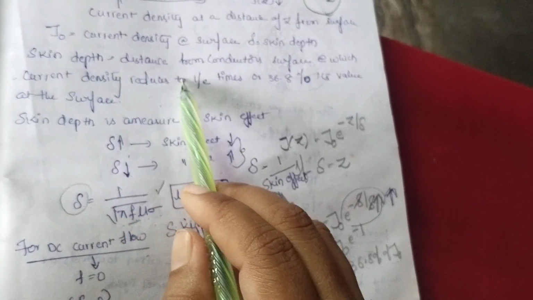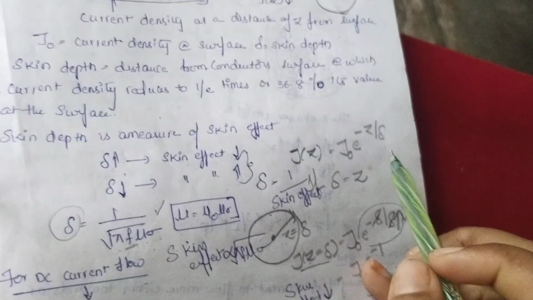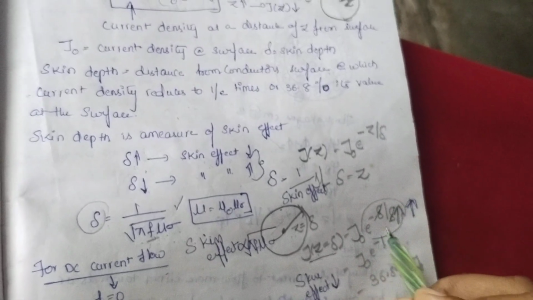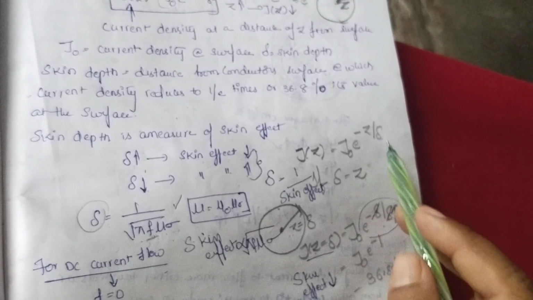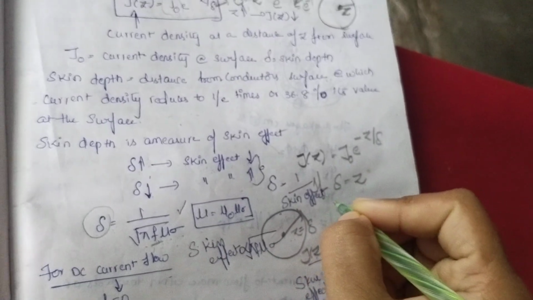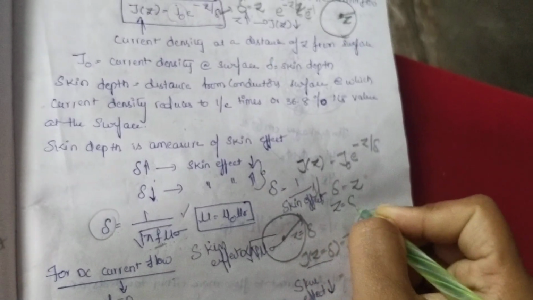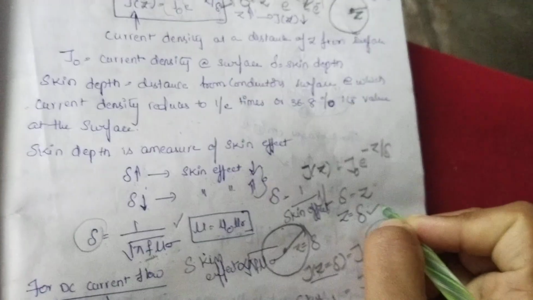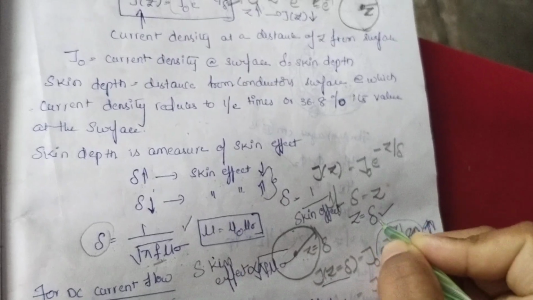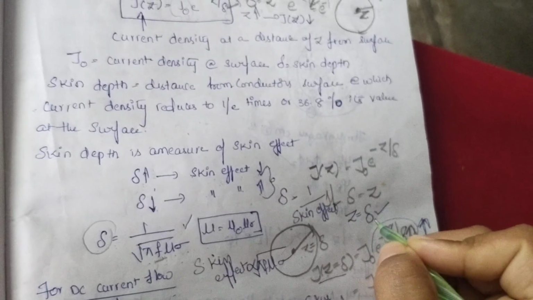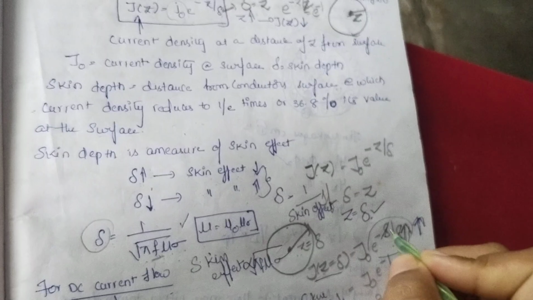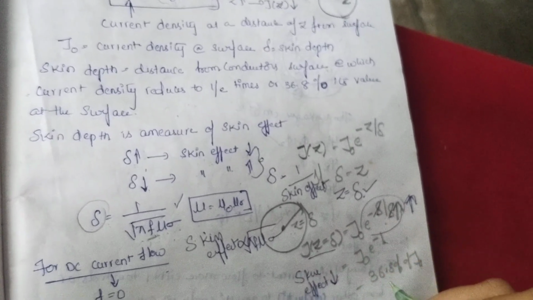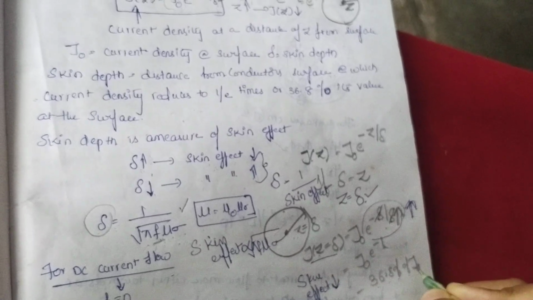Skin depth is also a distance from the conductor. So if delta is equal to Z, I will substitute here, or Z is equal to delta. Delta is also skin depth from the surface, right? Nothing but it is also the distance from the conductor surface. We will substitute delta here in place of Z. Delta delta cancel, J naught into e power minus 1. Nothing but 36.8% of J naught.